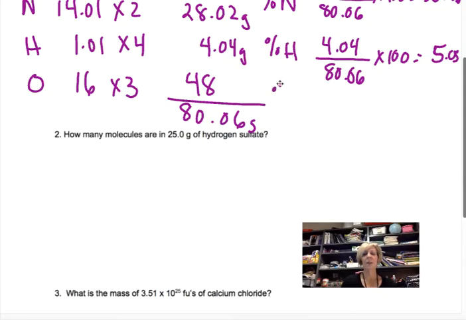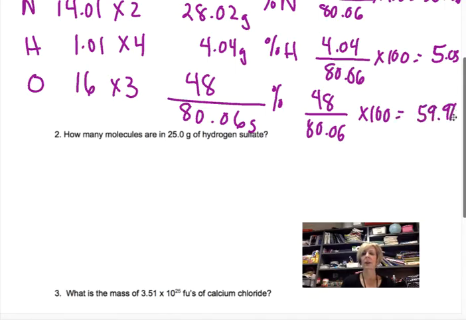Hydrogen, and then percent oxygen. I'm just going to take all the mass of the oxygens divided by the total mass of the compound times 100, and that gives me 59.96% of oxygen.